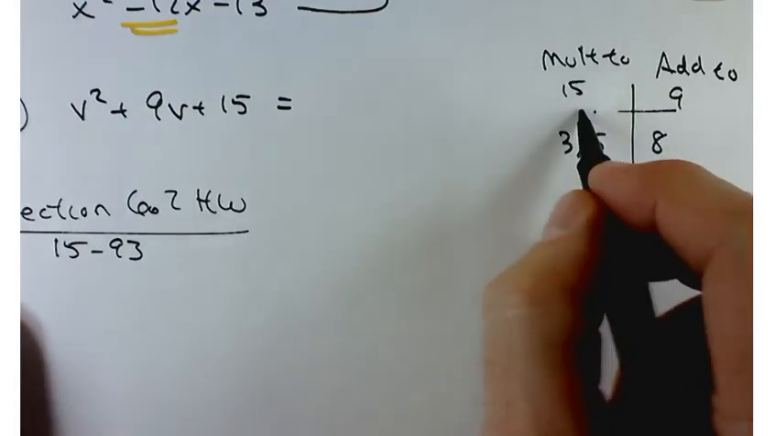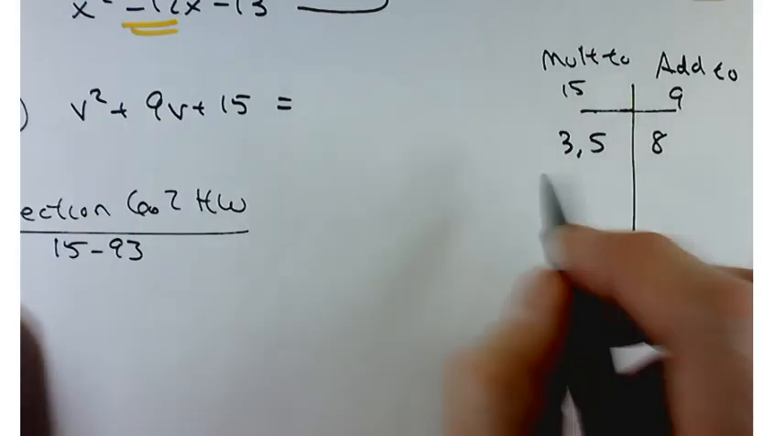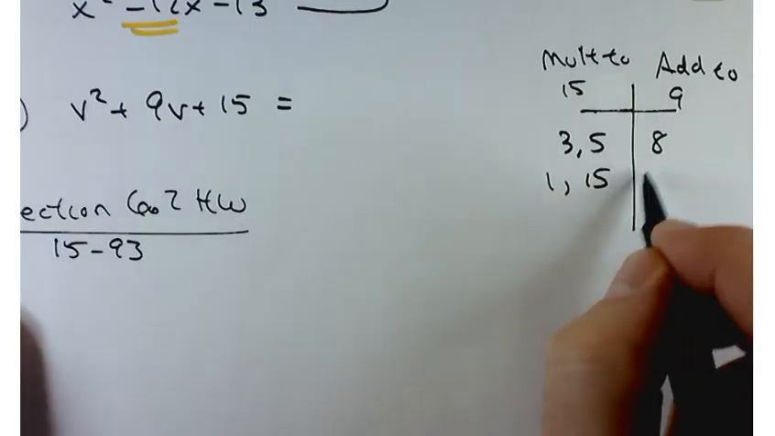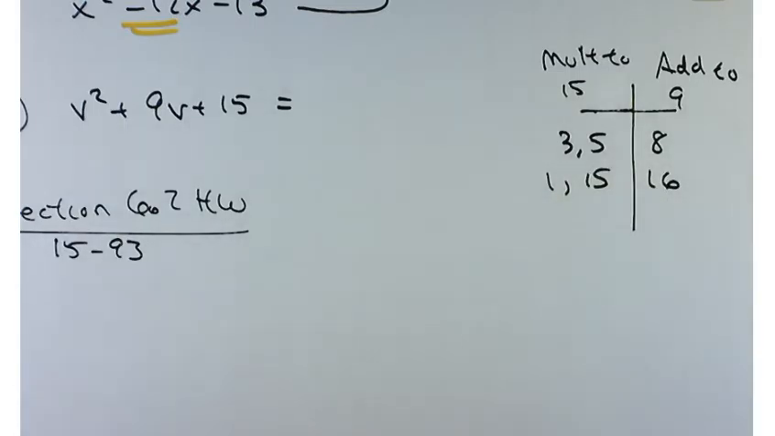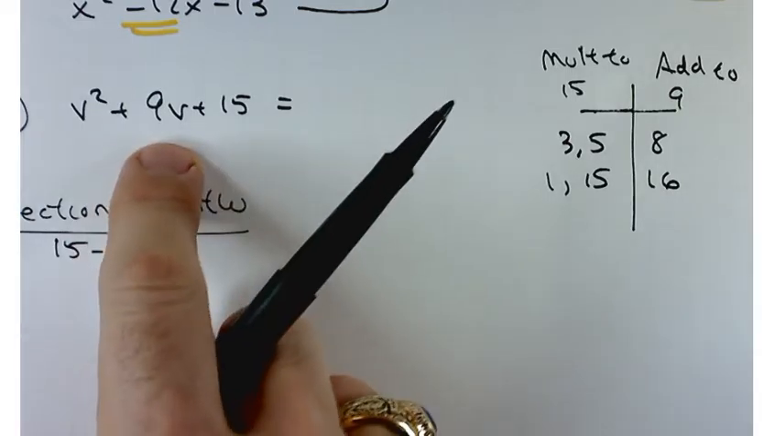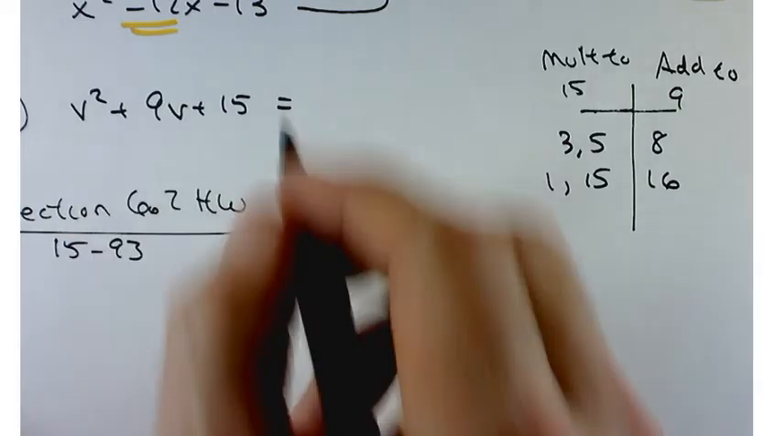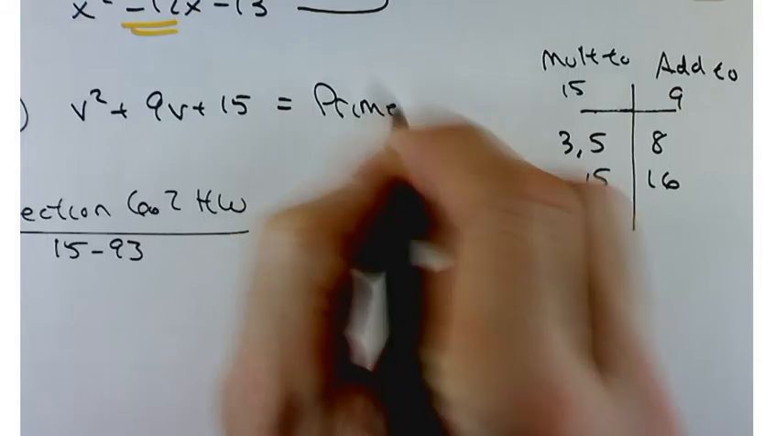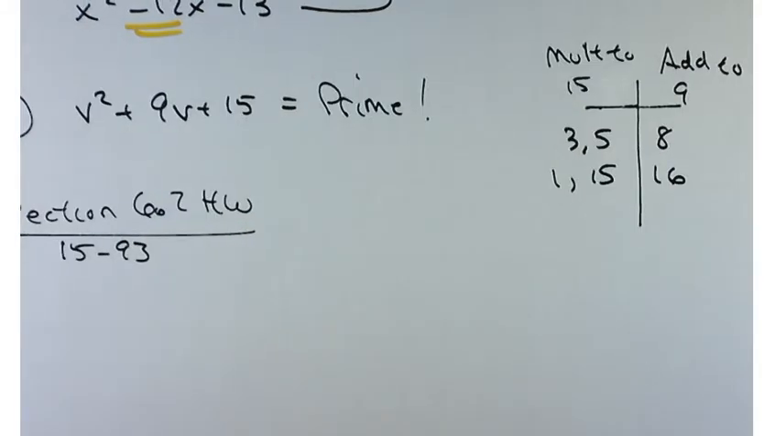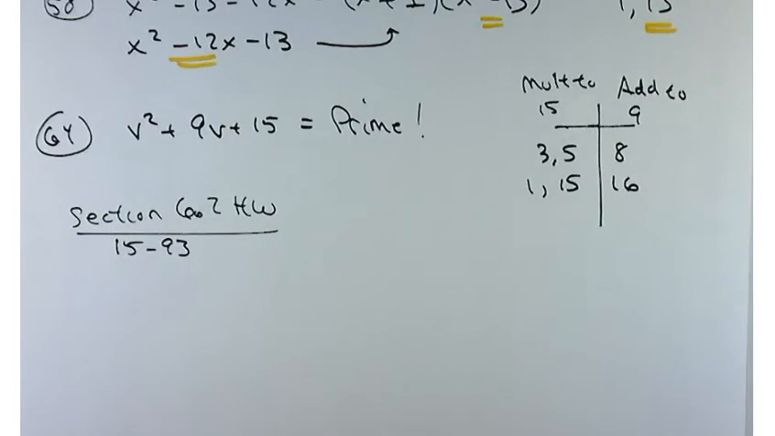Are there any other two numbers that multiply to 15? 1 and 15, and those add up to 16. Do any of those add up to what I need them to? So this is prime. Like I said, that last one I knew was a little bit tricky. You hadn't seen a prime one yet.